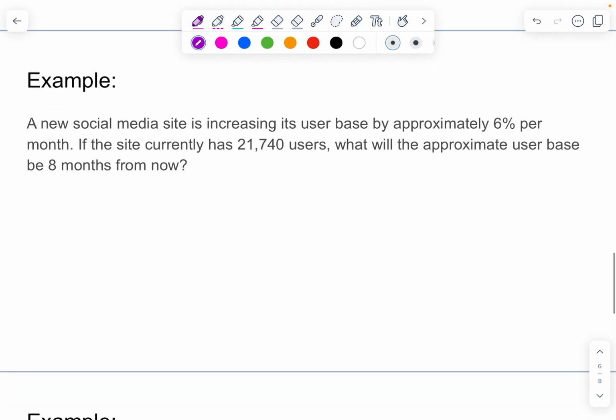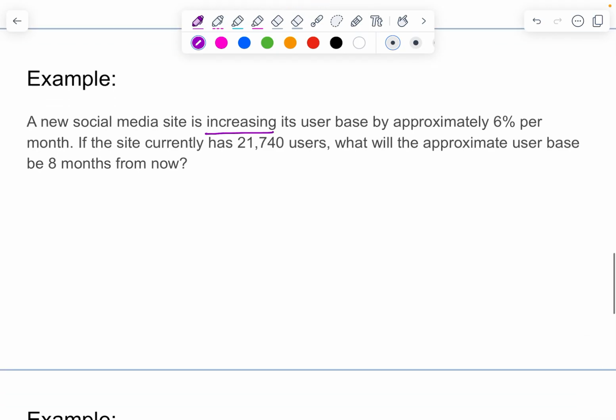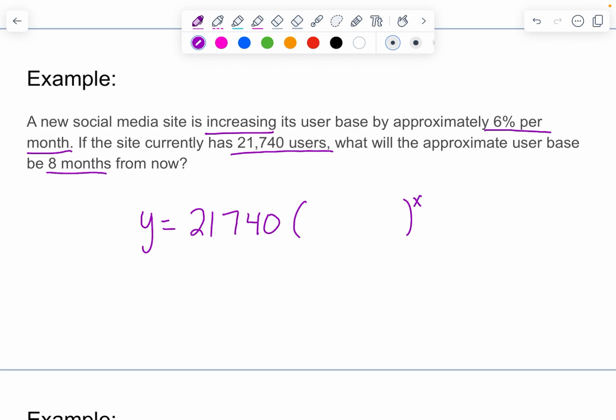This one says a new social media site is increasing its user base by 6% per month. If they have 21,740 users, what will their base be 8 months from now? So our starting amount, 21,740. It's increasing again, which means I'm looking at growth, adding 100. So increasing by 6% would bring us to 106%. Again, got to convert that to a decimal, 1.06.